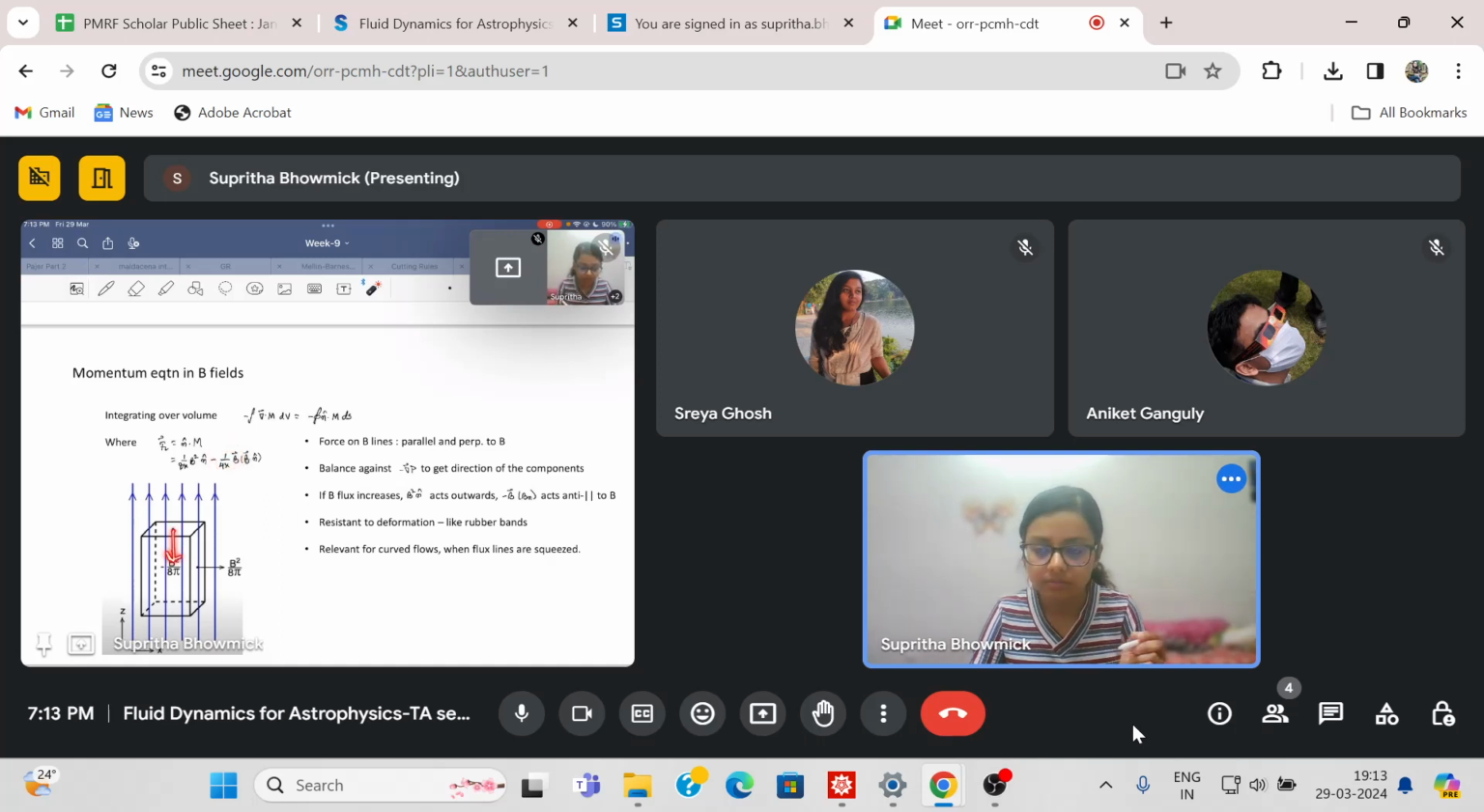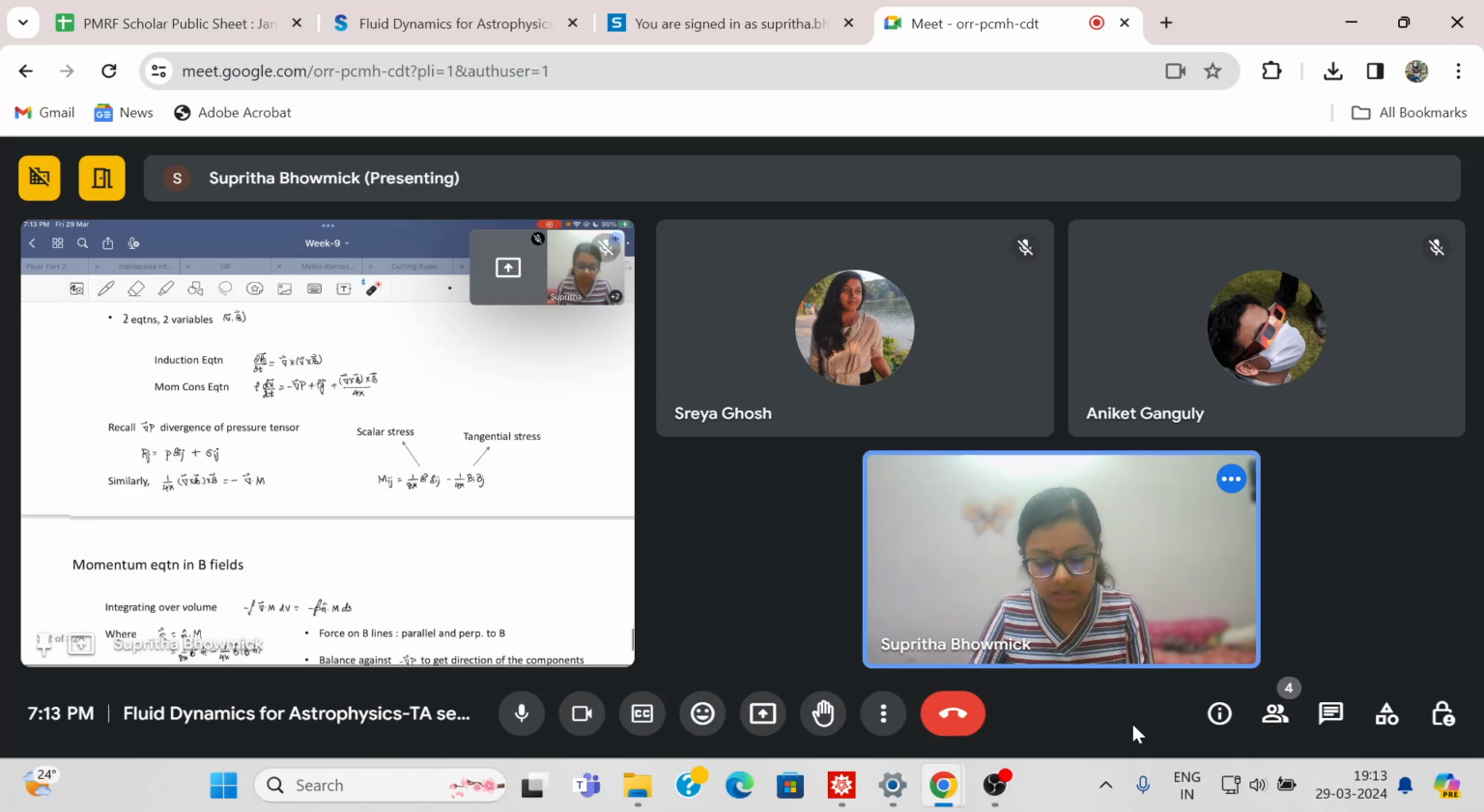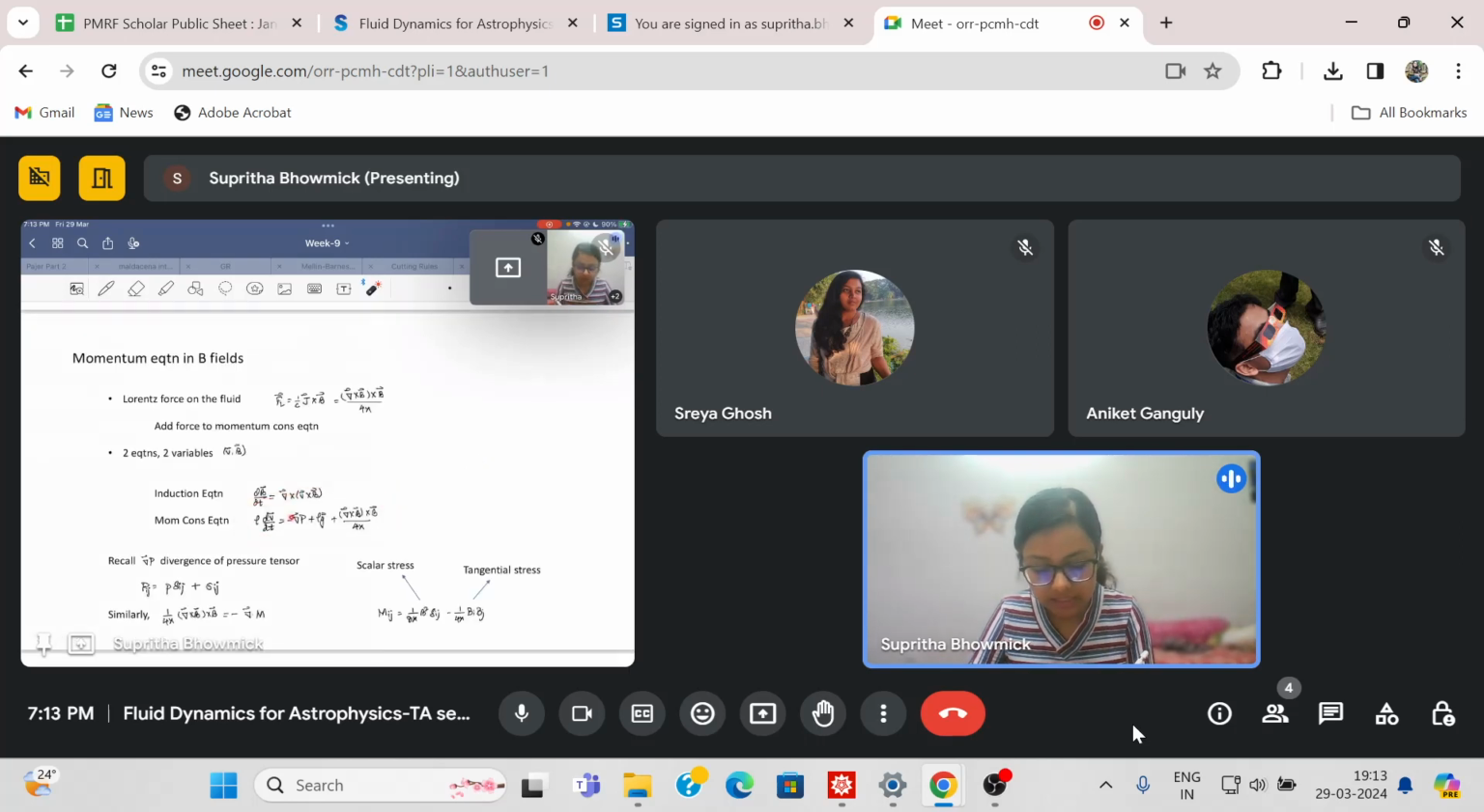So it's in this direction. And what you can also do is argue that I'll balance these components against minus grad P to get the direction of the components. Now, if you remember, in this equation, we got a minus sign in front of grad P. Why? Because pressure, by the convention we use, acts inwards on the fluid element, right? That's why this minus sign compensates for that. So this entire term tells you that you have a force acting inwards on the fluid element, right?